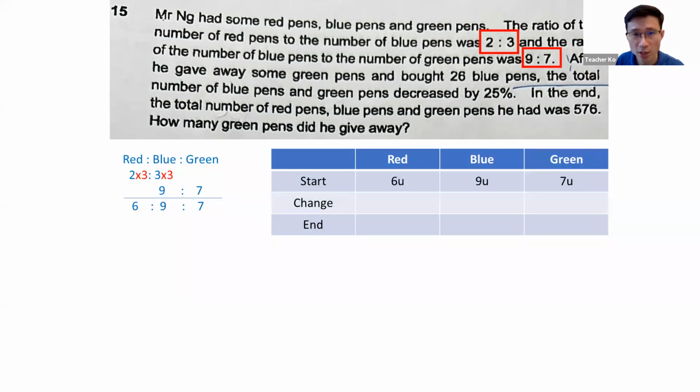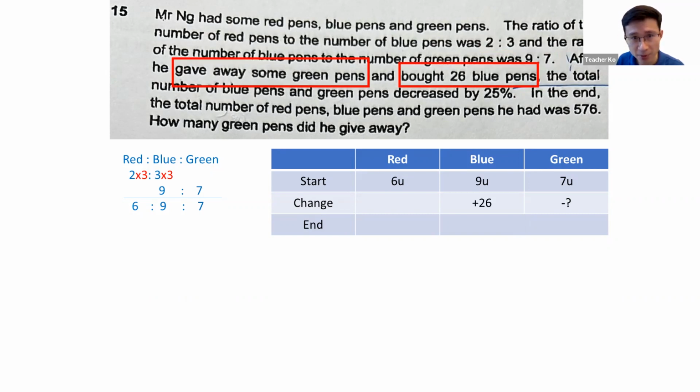Now, he gave away some green pens. I do not know how many he gave away, right? And he bought 26 blue pens. So I'm just going to write this down: bought 26 blue pens, but I don't know how many he gave away for green.